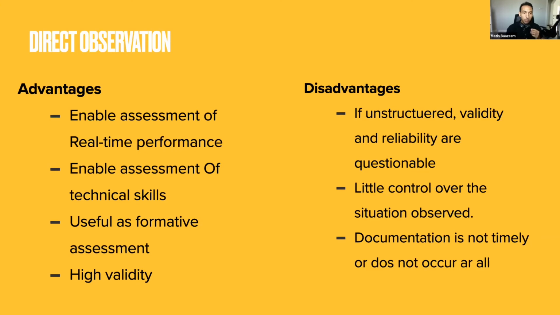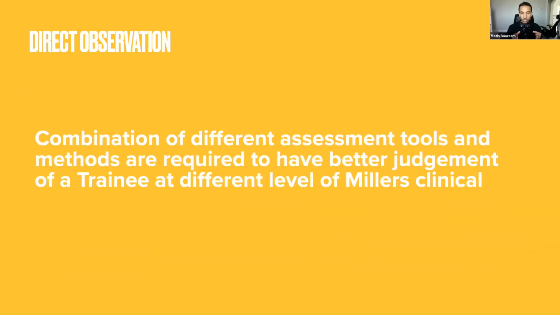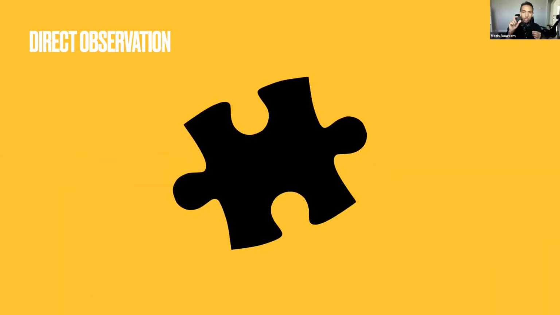So basically, to have a better assessment, you have to have a combination, as I said, of different assessment tools. You cannot take a single snapshot of a trainee and say, okay, I understand the whole picture of this trainee's competency. You have to have multiple snapshots of the trainee's competencies to be able to build the picture at the end and say, okay, this trainee has these competencies, this is his area of strength, and these are the weak areas that we have to work on.